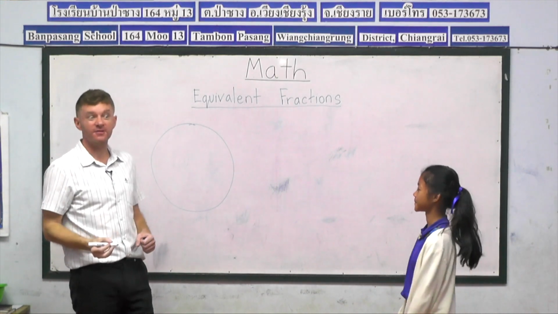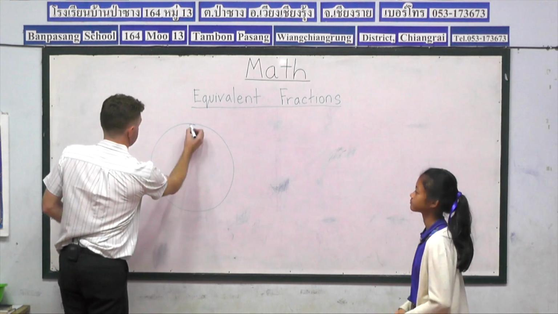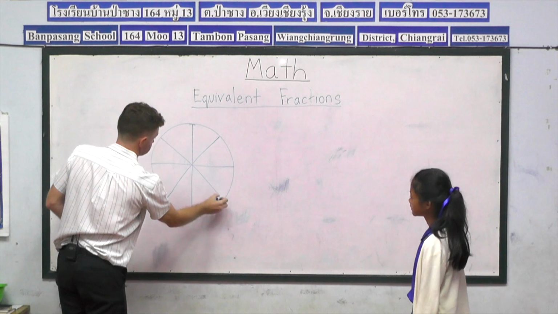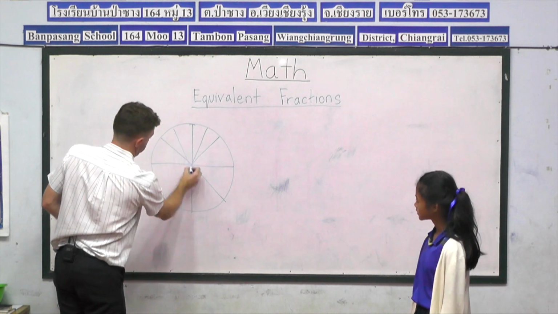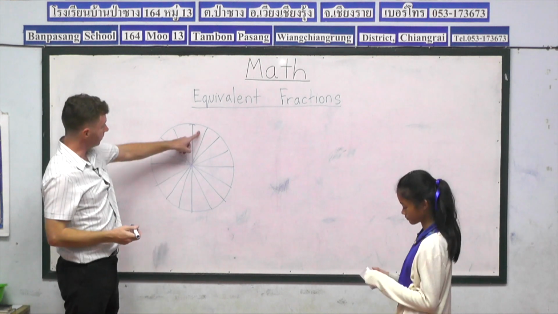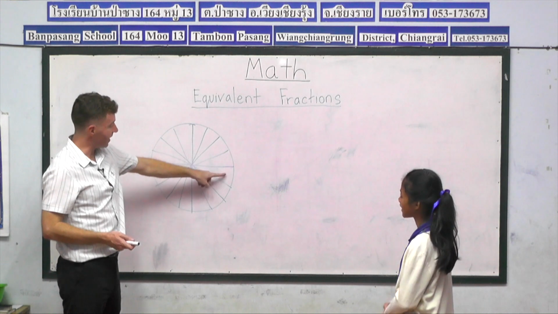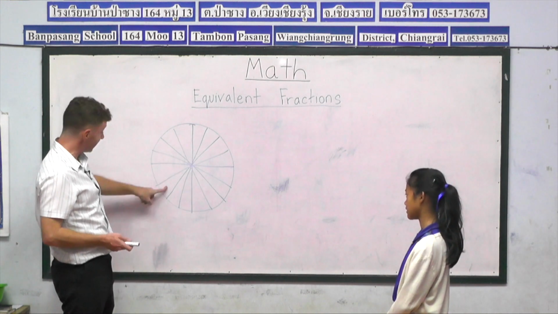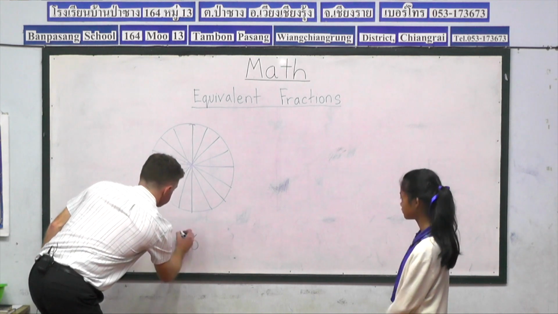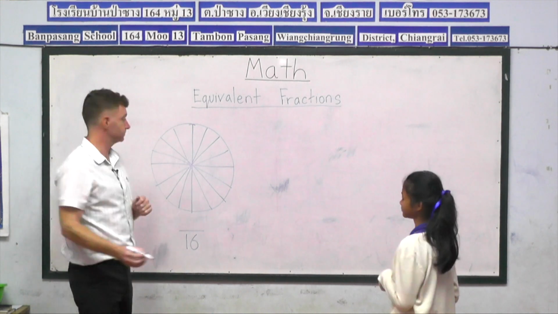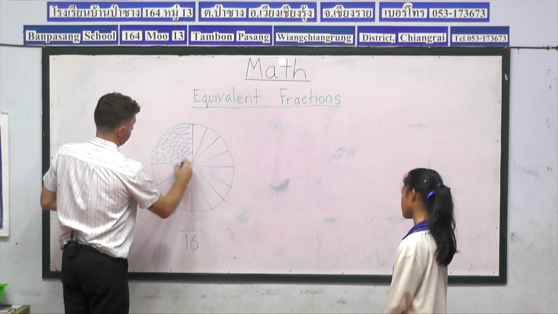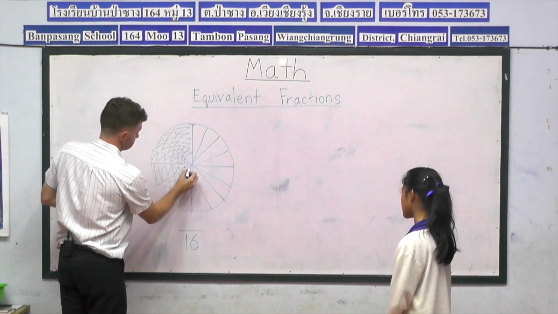So guys, how many parts to this circle? 16. Let's count to be sure. 1, 2, 3, 4, 5, 6, 7, 8, 9, 10, 11, 12, 13, 14, 15, 16. Okay, so 16 is our denominator. And how many colours do we need in blue? 8. 1, 2, 3, 4, 5, 6, 7, 8.